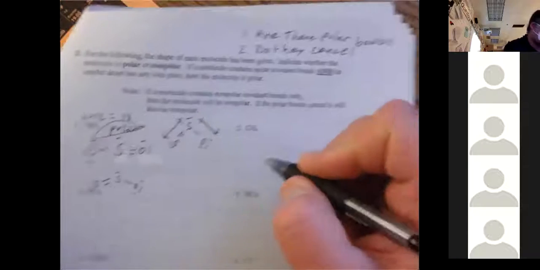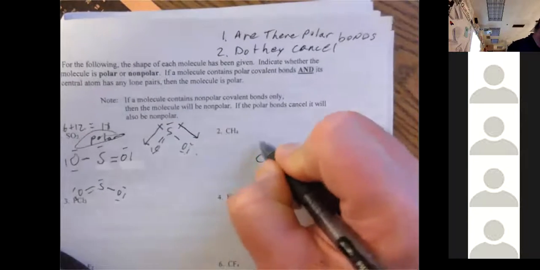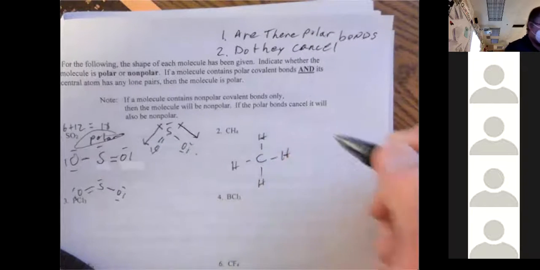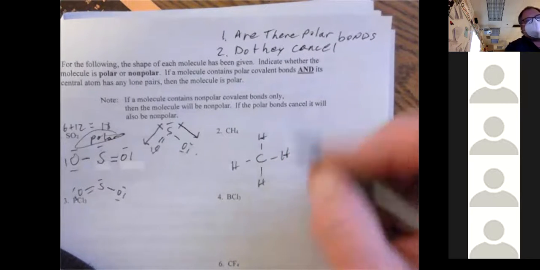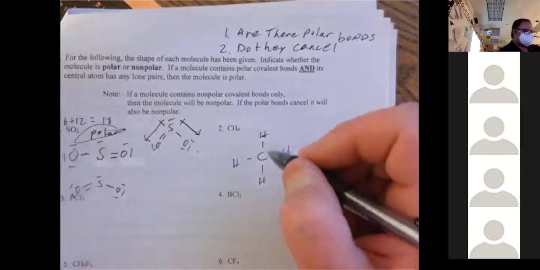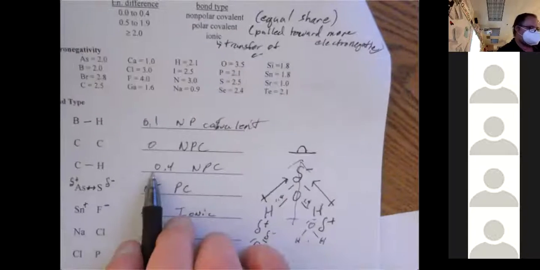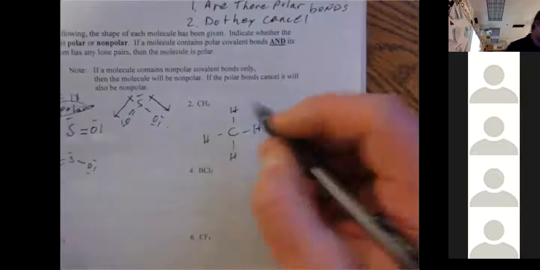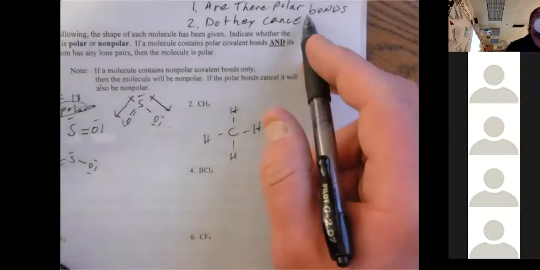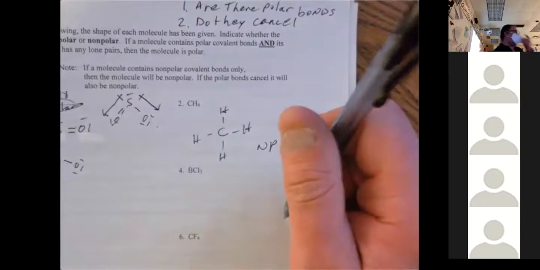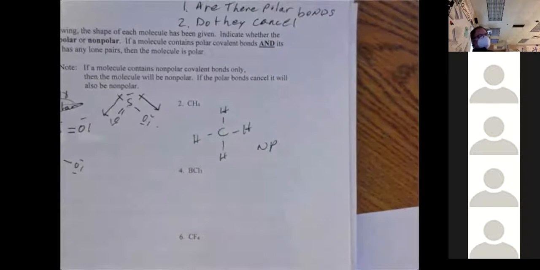Let's try CH4. A little thing about this is it's tetrahedral in arrangement. We said that the CH bond is non-polar. So does this contain polar bonds? No. Since there are no polar bonds in this, it's automatically non-polar.